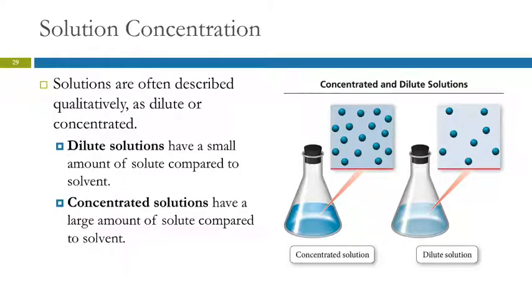We have quantitative ways of describing this and qualitative. So qualitative does not involve numbers. Qualitative would be a dilute solution or a concentrated solution. Those are relative terms, right? Dilute means there's a relatively small amount of solute. A concentrated solution has a large amount of solute in the solvent. So here we've got the concentrated solution versus the dilute. You make the dilute solution by adding more of the solvent.